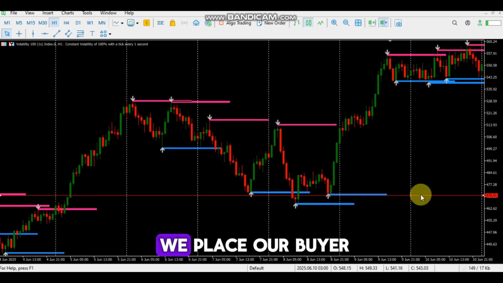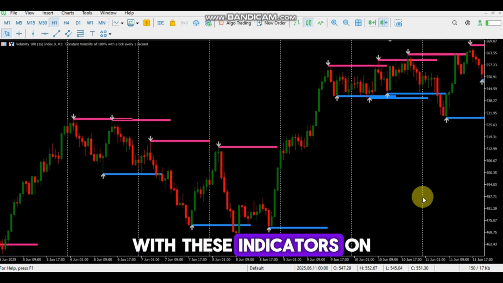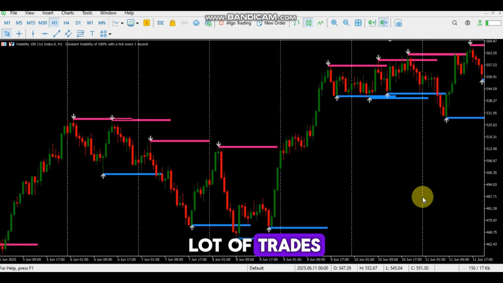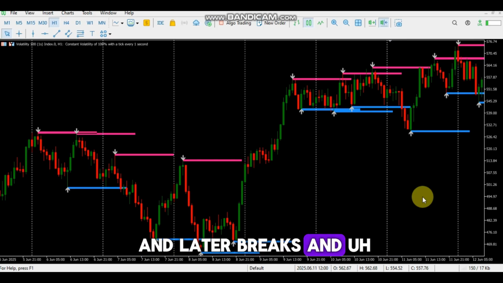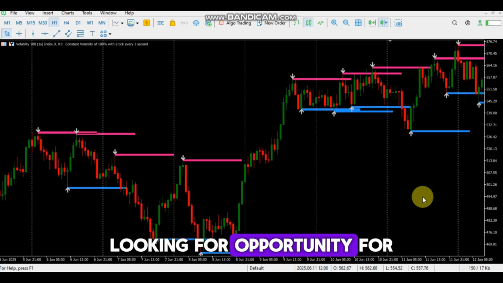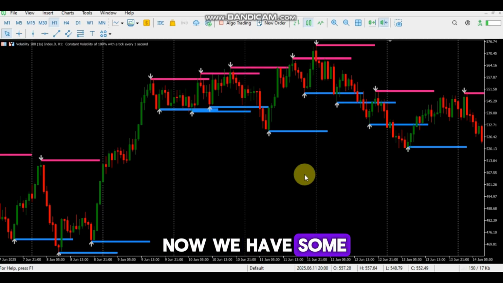Can you see, after we place our buy now, what are we looking for? Although there is still some other strategy I'm going to teach some people with these indicators on how to make a lot of signals and how to place a lot of trades. Like, can you see when we have some consolidation and later breaks, and we are looking for an opportunity to place a trade? Can you see now we have some consolidations there.